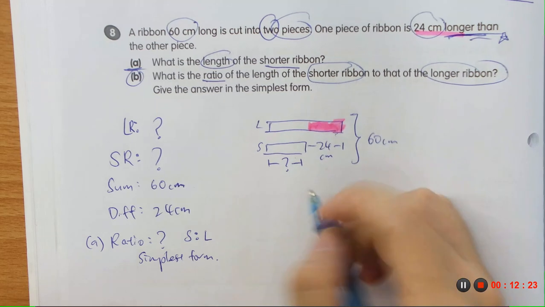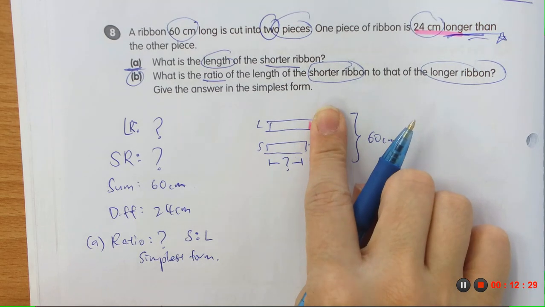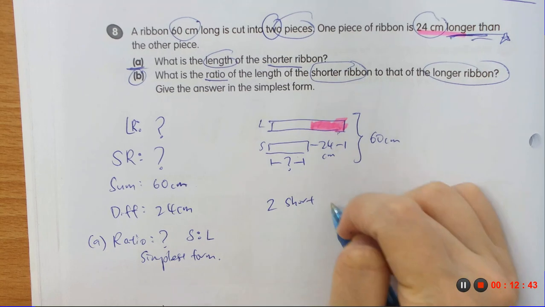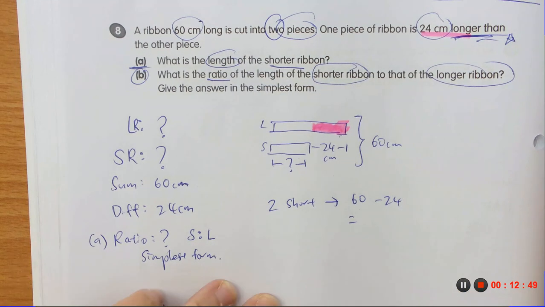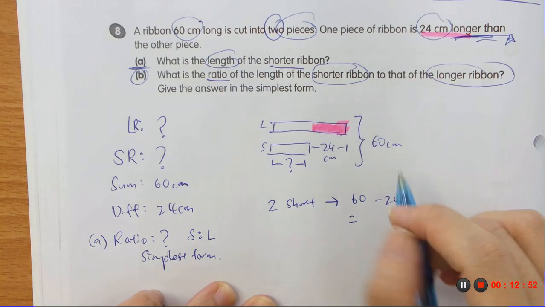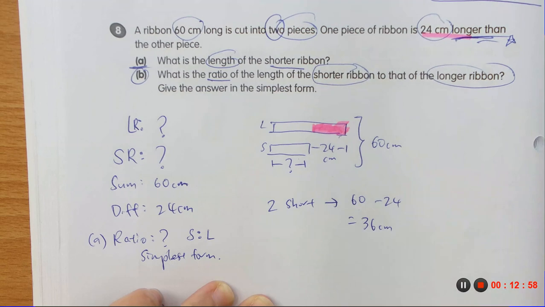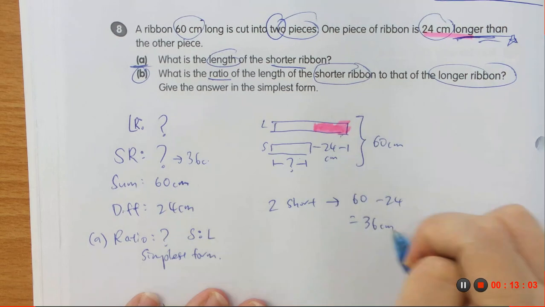Minus. So okay, I minus. What do I minus? I minus, and what do I get? What happened to the long ribbon? It becomes equal. So the long ribbon also becomes a short ribbon. You understand what I'm saying? So the two short ribbons will be 60 centimeter minus 24 centimeter. Is it okay? And that will be 36 centimeter. So with the shorter ribbon being 36, oh sorry, not 36. Must divide by 2, correct?